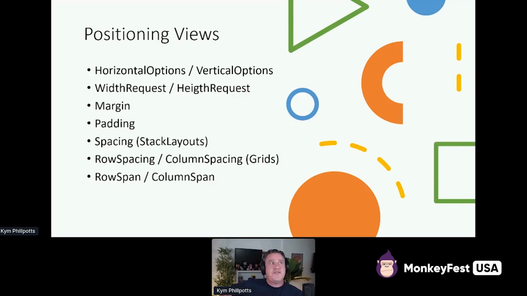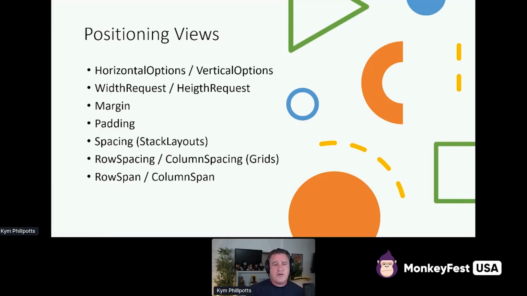Positioning views. So these are some properties that you want to know about: horizontal options, vertical options, margins, padding, spacing. These are all probably things you're fairly familiar with. I won't go into any depth here because the documentation does a really, really good job of describing them. But make sure you understand these properties really well.